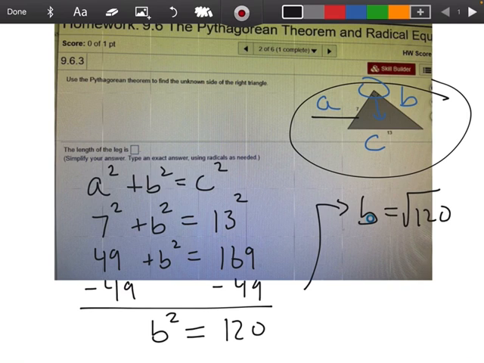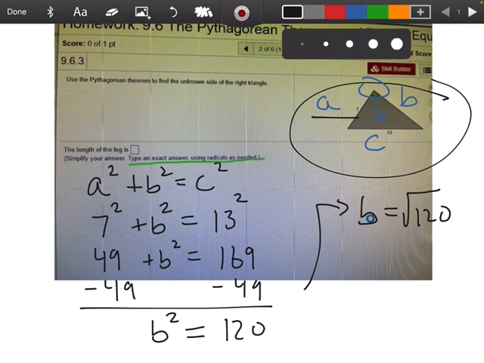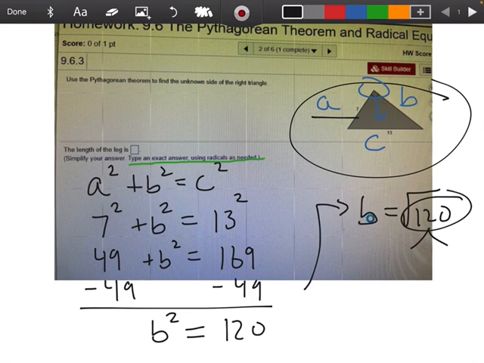And so I want you to notice the directions here. The directions say type an exact answer using radicals when needed. So what I need to do is break down this number here, okay? So 120, I know I can break it down into, and when I'm breaking this down, guys, you can break it down however you want.